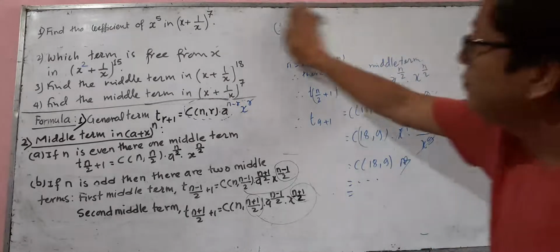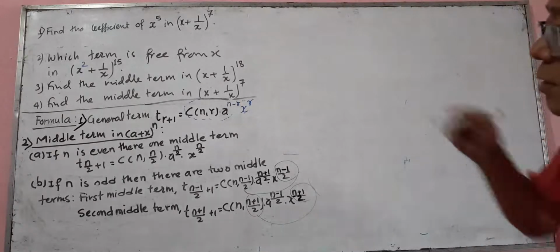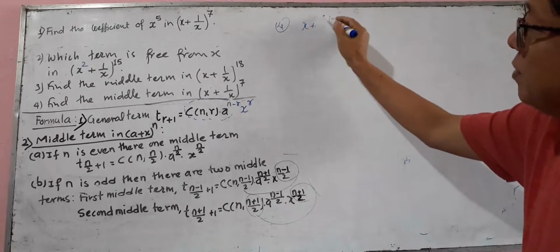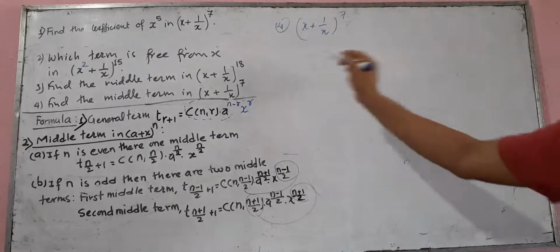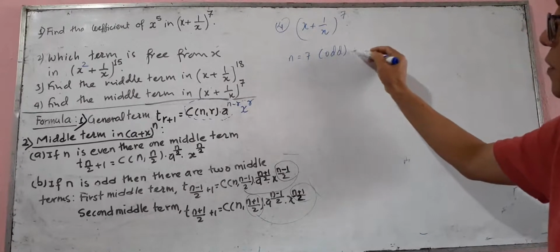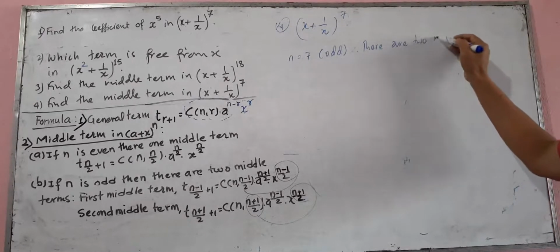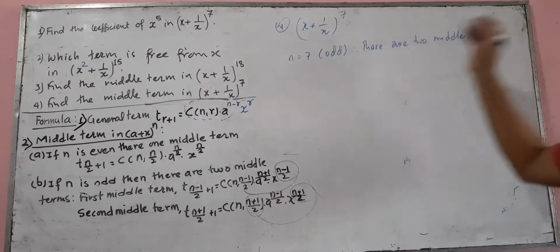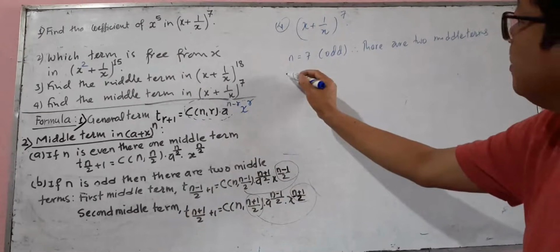Okay, now we have a fourth solution. So question number 4, the given expansion is (x plus 1 by x) whole power 7. So we have to find here n equal to 7, that is odd. Therefore, there are two middle terms. And they are, look at here, first middle terms.